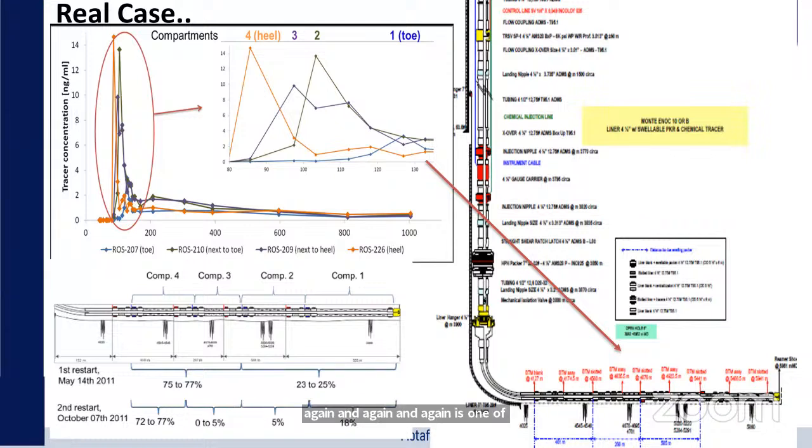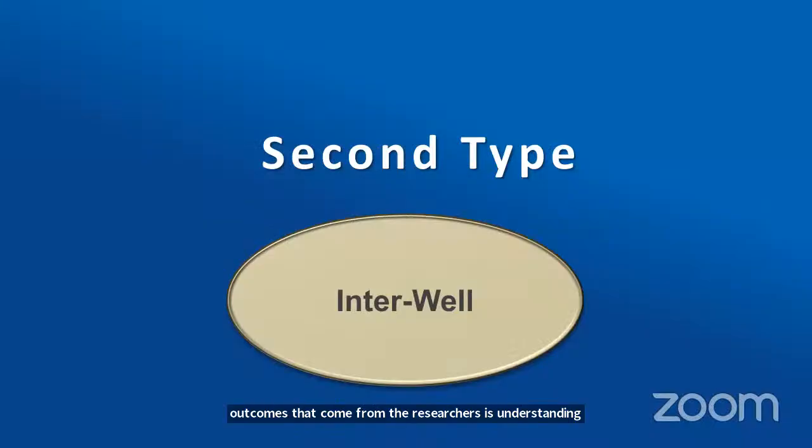That, again and again, is one of the basic benefits and essential outcomes that come from tracers: understanding what is going on in downhole conditions. So I guess now we have been exposed to the tracers that are used in the completion string itself.